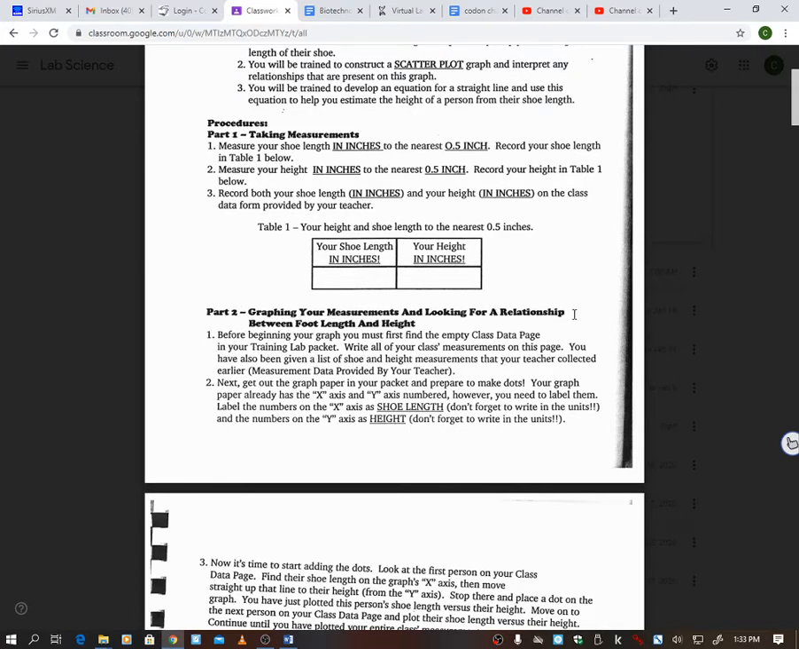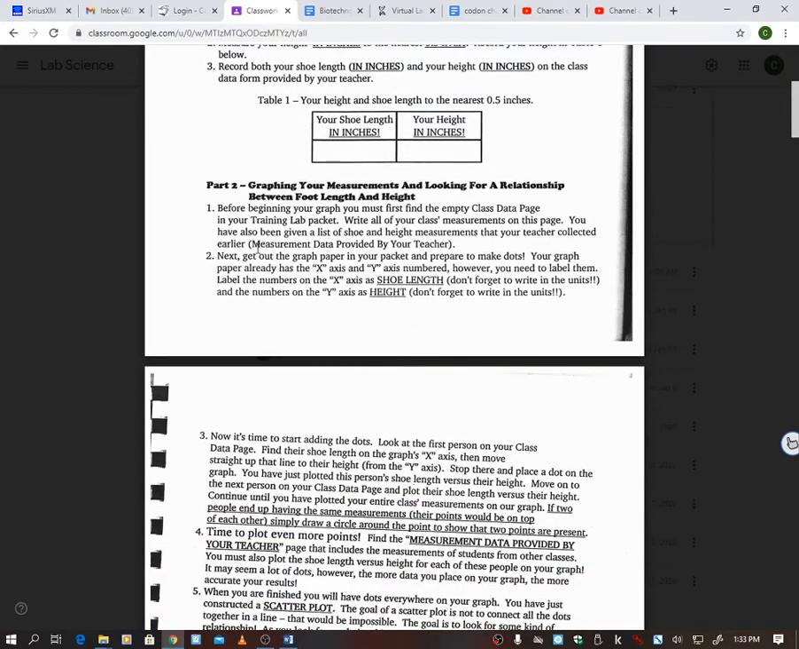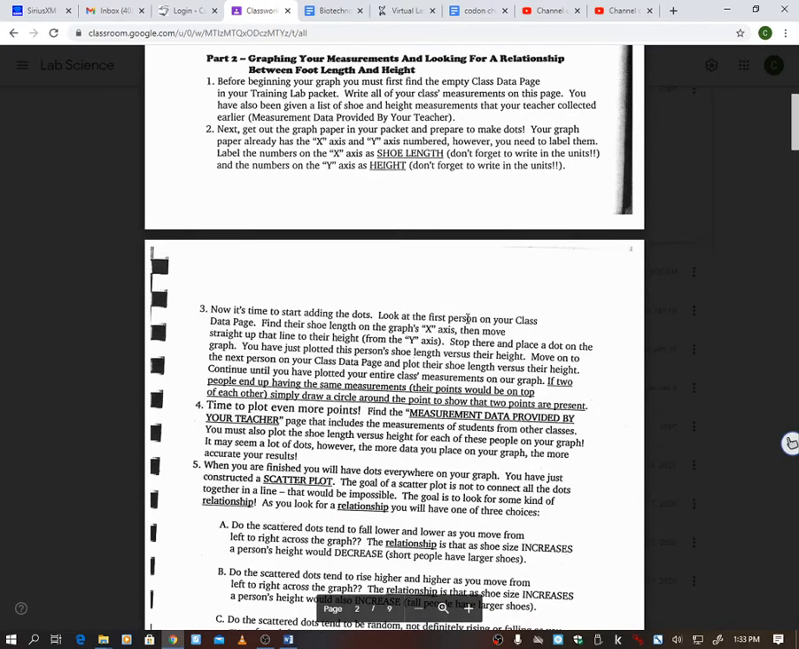Graphing your measurements and looking for a relationship between foot length and height, right? I think most people assume, and I'll ask the kids this, but most will tell me that the taller you are, the bigger the feet you have. Okay, so that's what we're going to assume. Now, it is so important that you read this because it is going to tell you step by step how to complete this graph. And if you're having trouble with that, if you've read it and you're still struggling, obviously send me something, and I will help you out with whatever you need or try to help you understand whatever you're not understanding.